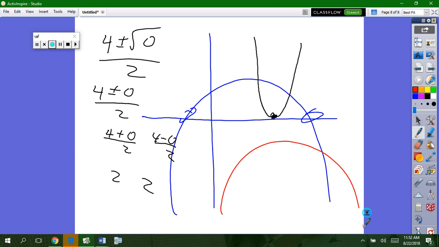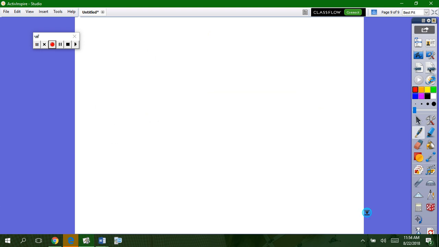Imaginary solutions always come in pairs because of the plus or minus. Can't just have one solution. Always will have a plus or minus. Okay. We're almost there. We got 2 more examples.